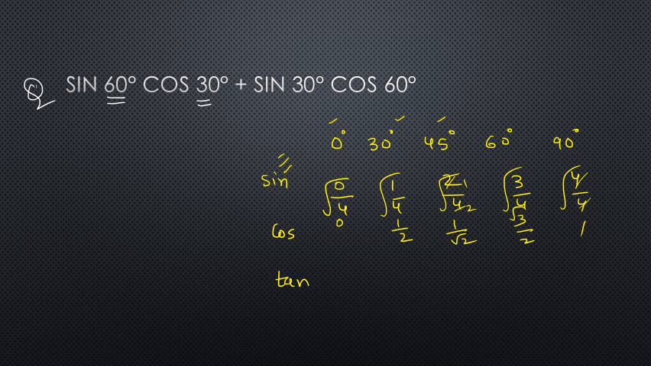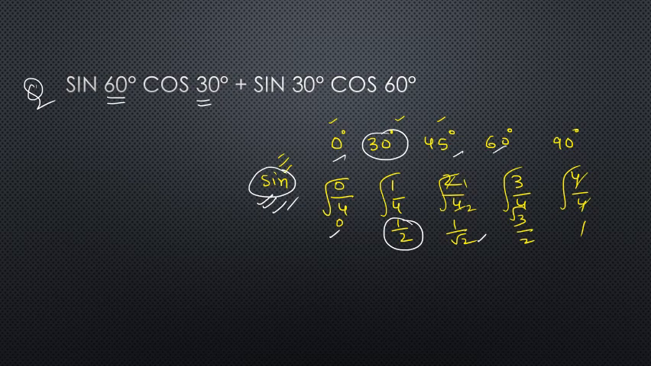So the values of sine: if I ask you the value of sine 30, that is 1 by 2. The value of sine 0 is 0. The value of sine 45 is 1 by root 2. Sine 60 is root 3 by 2. Sine 90 is 1. Now for cos, what you need to do is just reverse it. So 1 will come here, then root 3 by 2 here, 1 by root 2 here, and then 1 by 2, and then 0. Okay, cos 90 is 0.